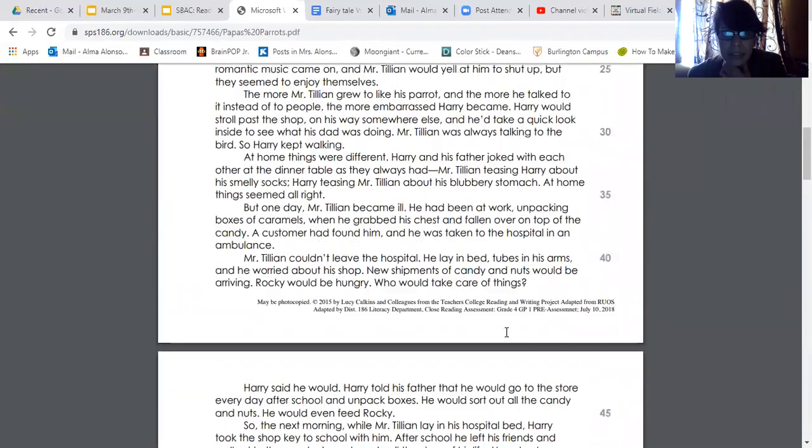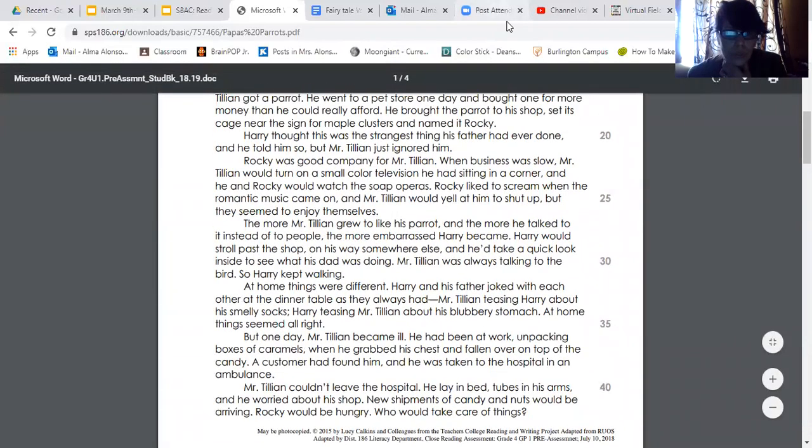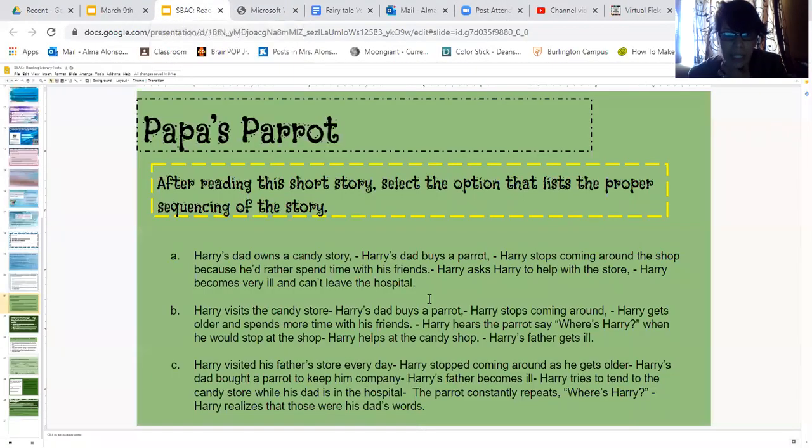So if you go back, I'll go back to the actual slide. Letter C actually gives us those same steps of the sequencing of the story. So letter C would have been the proper answer. Okay, let's go to our next slide.